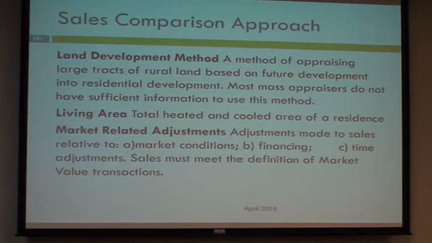We do the sales grid. We're going to do some market-related adjustments. We're going to adjust it for time and for financing. What if, for instance, with a market-related adjustment, I'm selling my house and I'm asking $100,000 for it, okay?